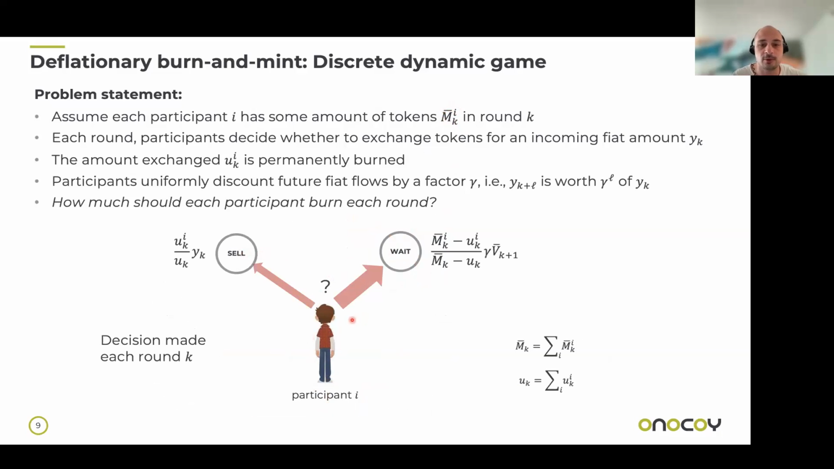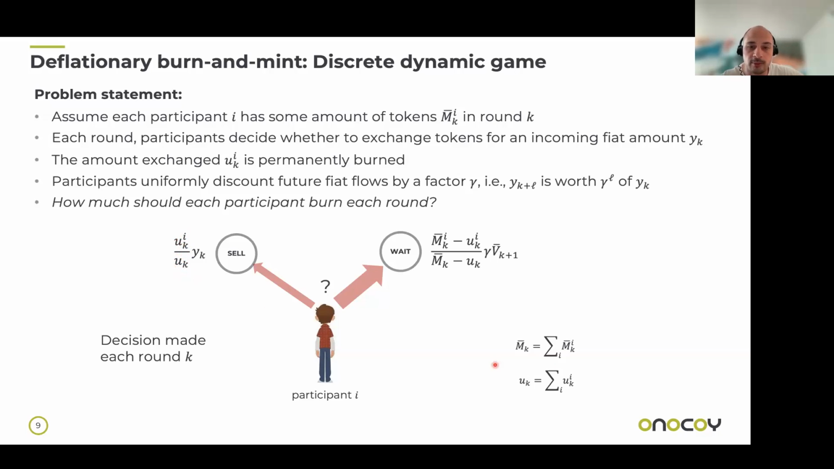Do I sell or do I wait? So how many tokens do I allocate to selling? How many tokens do I allocate to waiting? And if I sell, this is my reward. It is the revenue that's incoming, multiplied by the portion of tokens that I put into the round and that will be burned. So this is my amount.